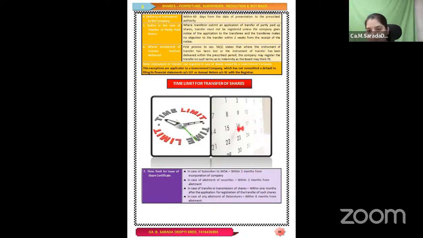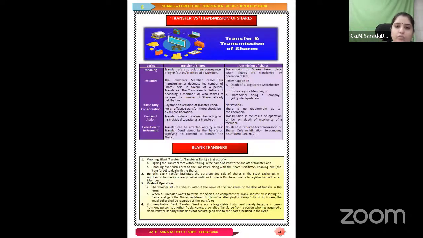During this pending process, if the company declares a dividend, the amount of dividend will be transferred to the unpaid dividend account. From there it will be claimed by the transferee once the shares are registered in his name. So these are the important points in case of a transfer of shares.